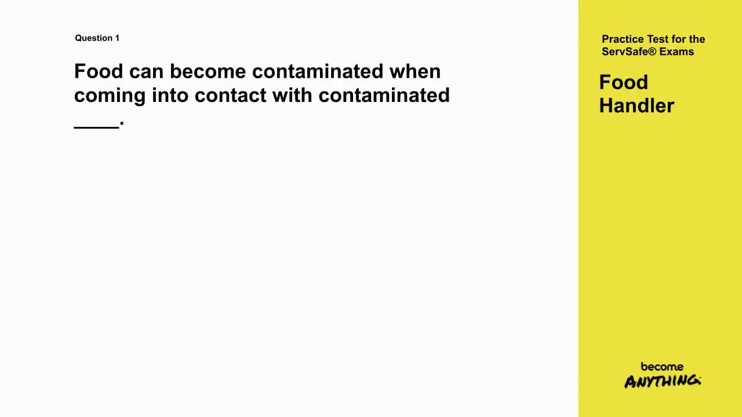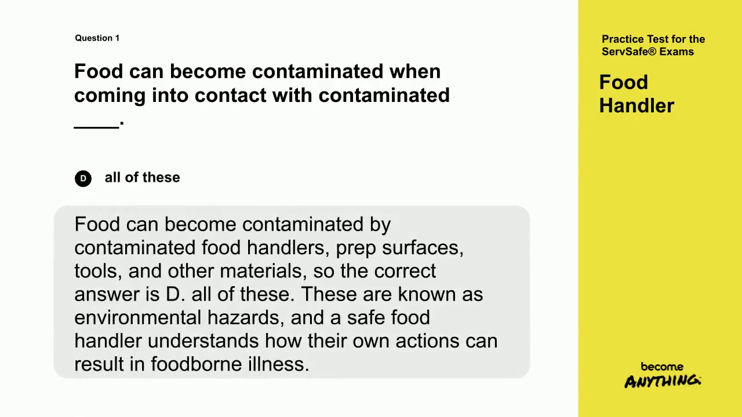Question 1. Food can become contaminated when coming into contact with contaminated what? A. People. B. Surfaces. C. Materials. D. All of these. Food can become contaminated by contaminated food handlers, prep surfaces, tools, and other materials, so the correct answer is D, all of these. These are known as environmental hazards, and a safe food handler understands how their own actions can result in foodborne illness.